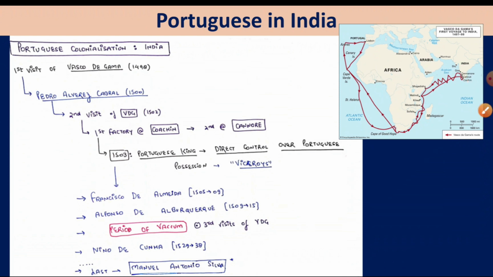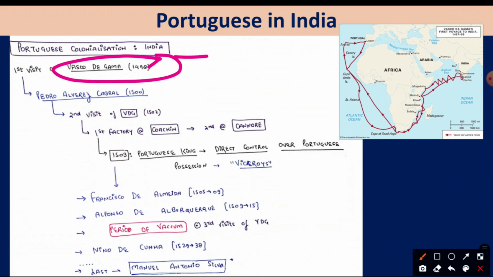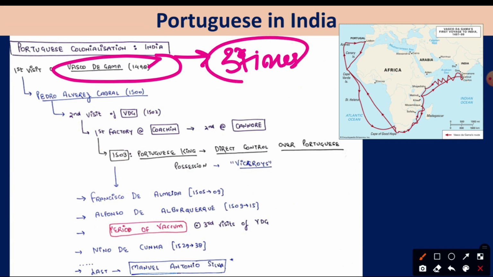Now let us discuss Portuguese colonization in India. That's again a chronology. Let us understand this whole big picture, then we'll go step by step. The first visit was by Vasco da Gama, as we have seen. Vasco da Gama visited India 3 times. This is one thing you need to keep in mind. There are only 4 to 5 Portuguese, 4 in fact, that you need to keep in mind.